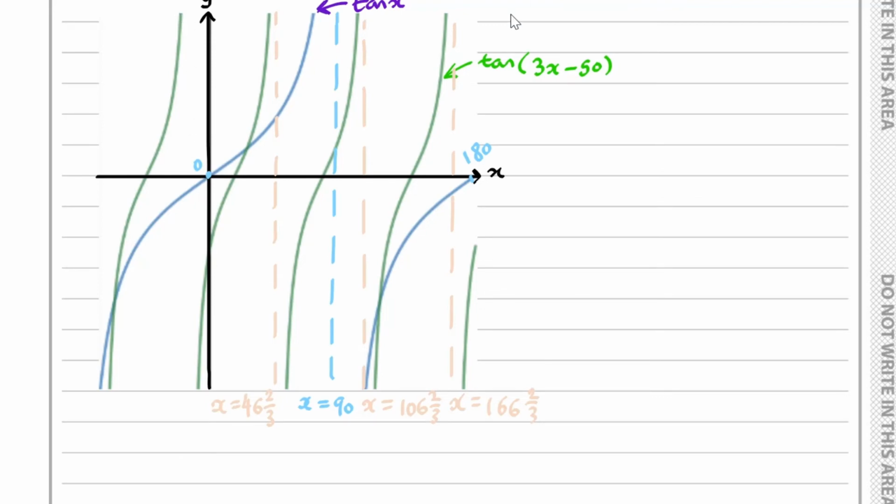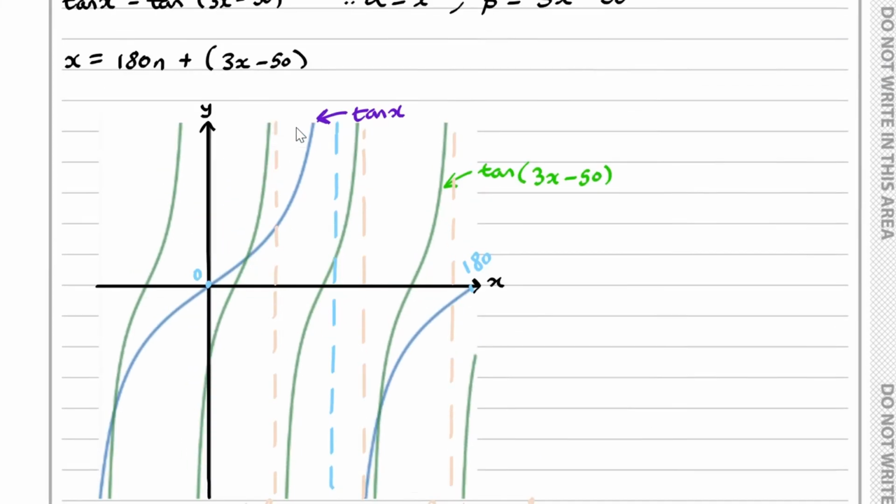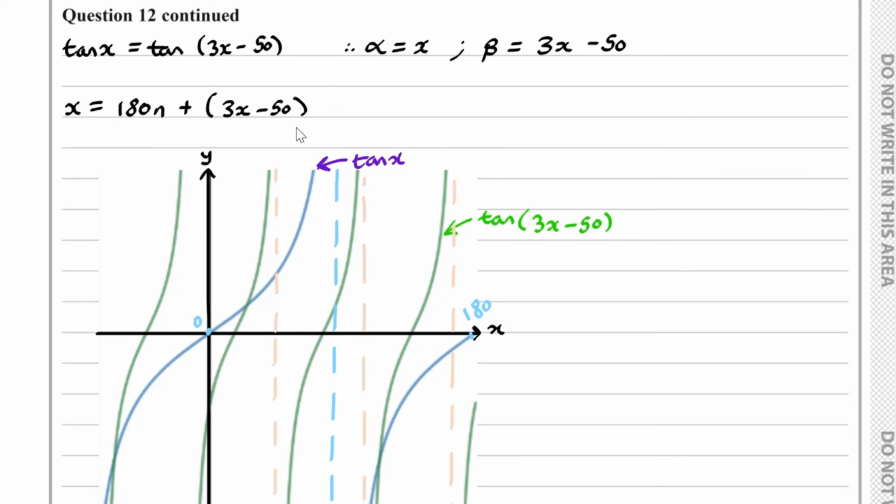But clearly, the solutions we want in between x equaling 0 and 180, we want this solution here. So we want this over here, and we also want this solution here. Okay, so these are the solutions we want. So we can find those out by substituting different values of n into here.